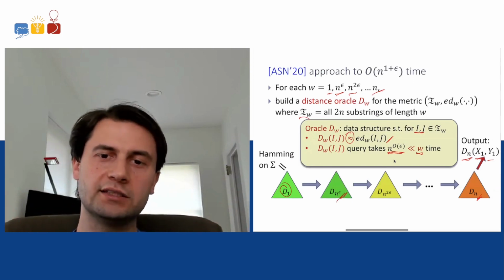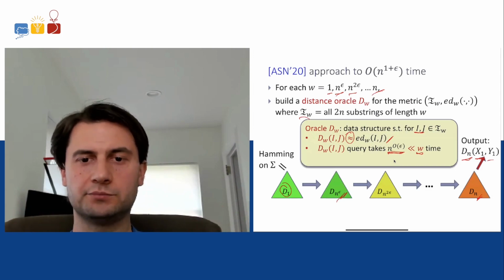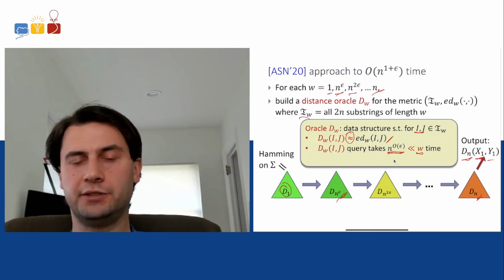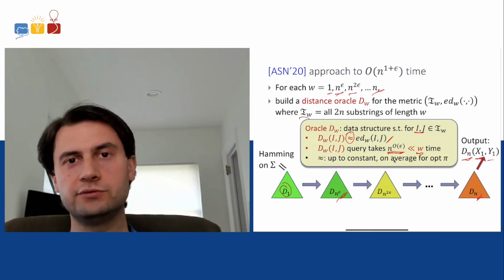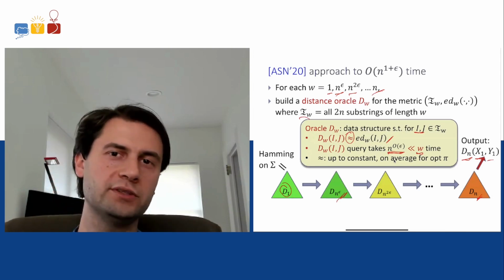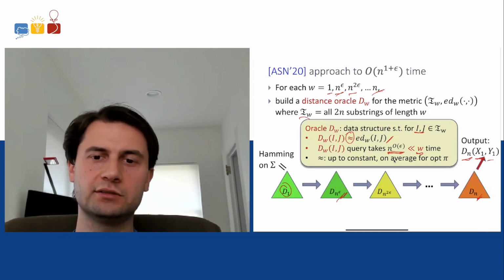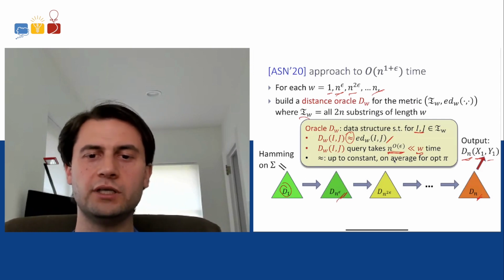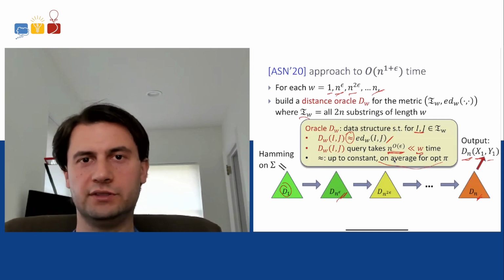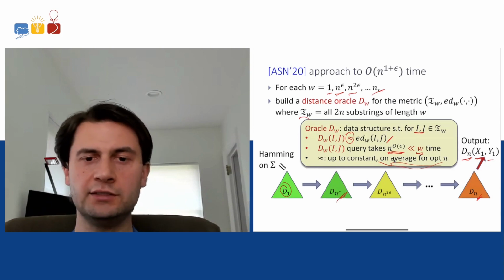There are some examples where you cannot avoid that. To describe the metric, you roughly need n squared information. You cannot store it in less than that, so building this data structure would take too much time to access all that information. So this distance oracle will have a slightly relaxed guarantee, which you should think of as just enough for us to approximate the edit distance. In particular, this approximation will be up to a constant, and it will be on average over the blocks for the optimal alignment pi. We'll see this guarantee again on the next slide.